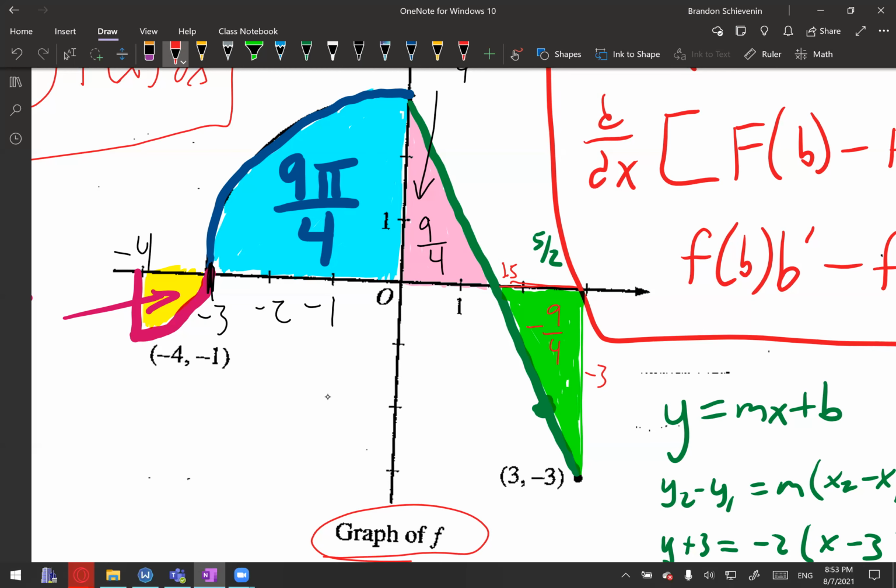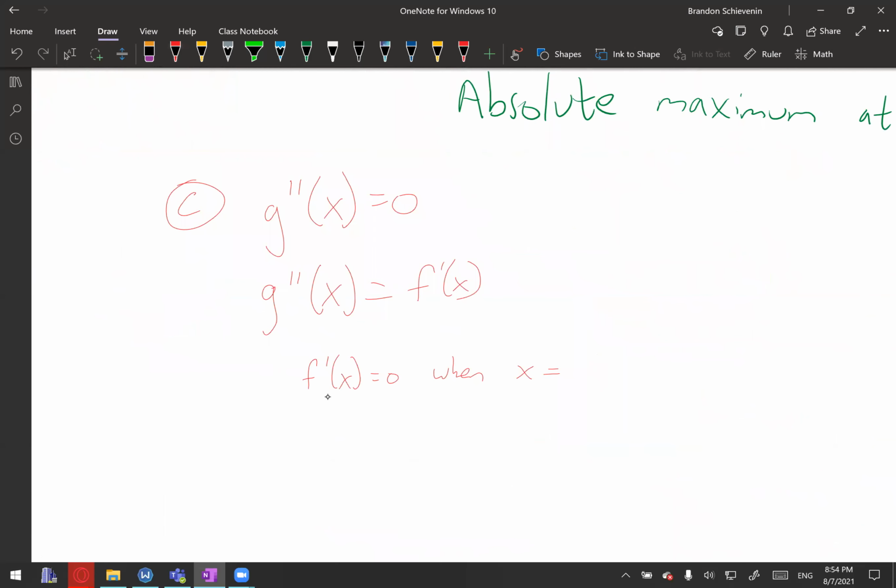f prime x. Okay, it's really an undefined point. f prime x changes sign at x equals 0. So g has a point of inflection.